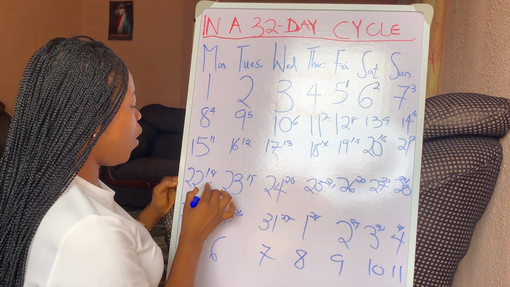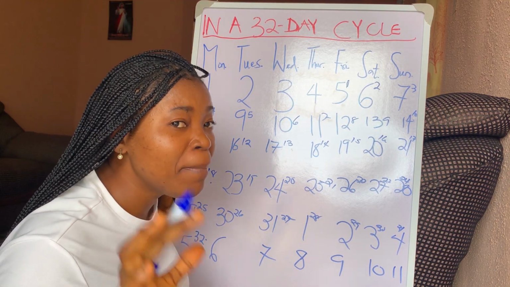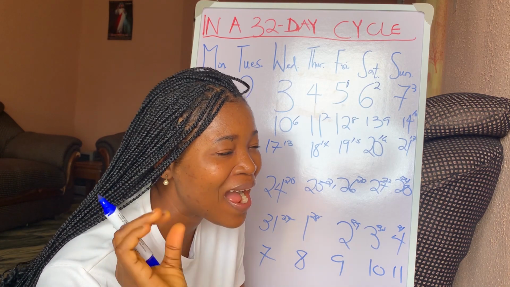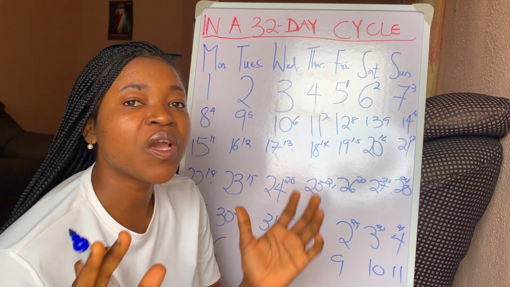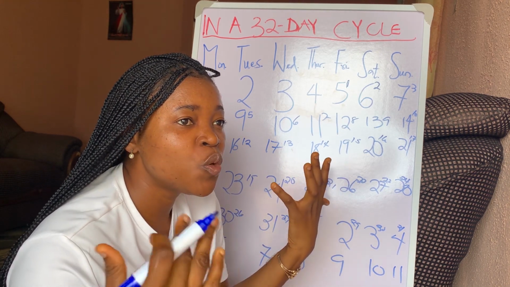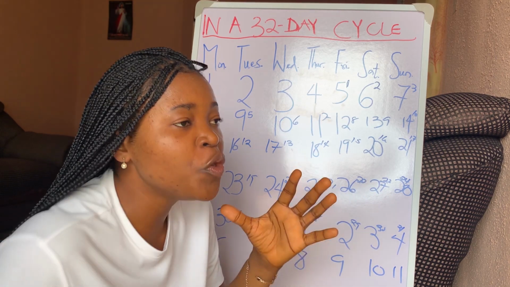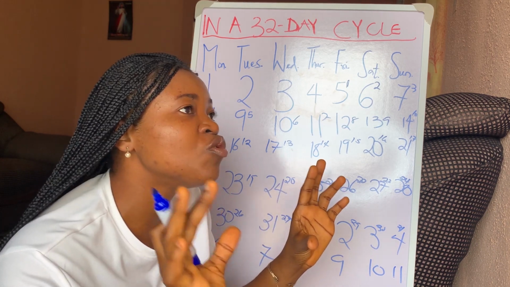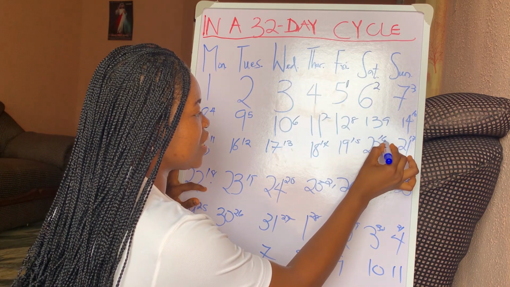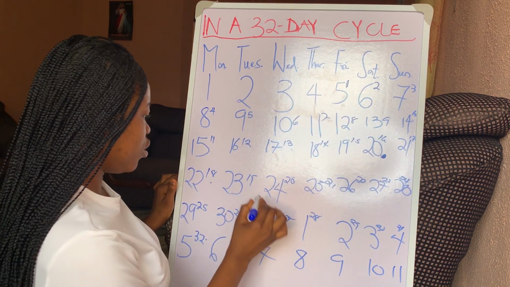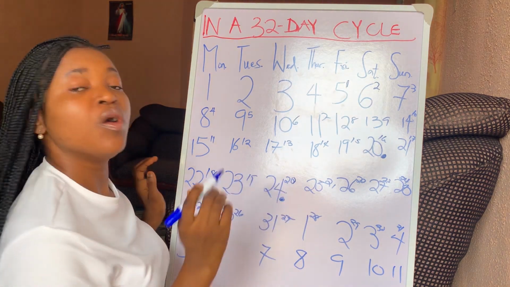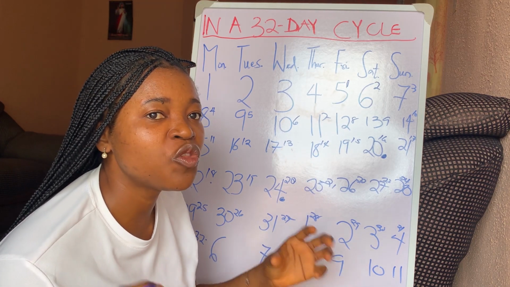1, 2, 3, 4, 5, 6, 7, 8, 9, 10, 11, 12, 13, 14, 15, 16, 17, 18. So the 22nd of December will be my ovulation day. Mind you, ovulation lasts for just 24 hours, but because we are trying not to face only that 24 hours, since at times you would not even know when it starts, you just know when it's ending, the best thing to do is to give 2 days in front and 2 days at the back. Let's just say today is the 18th, we give the 16th to the 20th day, so that you take everything into cognizance and don't leave anything out.